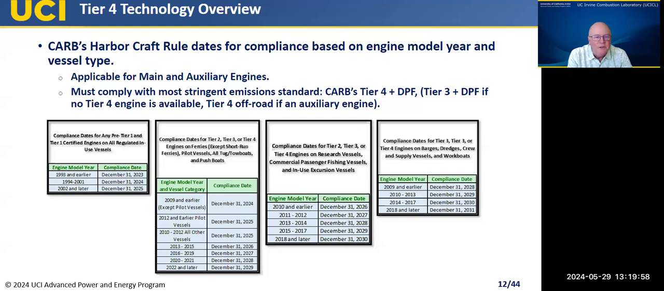And this is applicable to both main and auxiliary engines. And you can see some of the earliest compliance dates are 2024, 2025. So basically these compliance dates are kind of upon us, if you will. And you'll see that there's examples of folks that have done adoption of technology in an effort to try to get into compliance. Next slide.